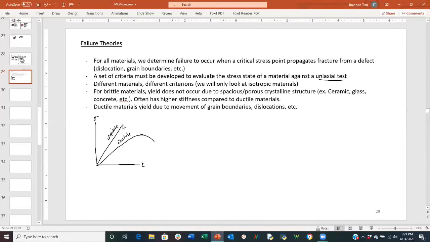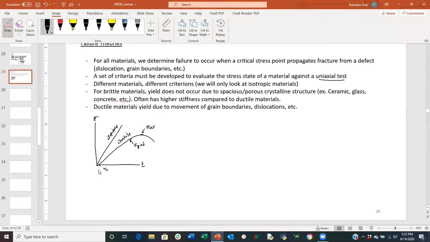So for brittle materials, there's no yield, and they don't change in geometry or distortion when you go past the yield strength here. That's the difference between the ultimate stress here and the yield stress here. If everybody remembers where the yield stress is, you basically have to take a point at 0.2% strain.